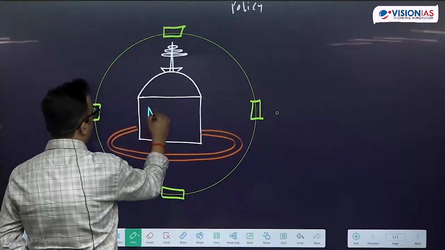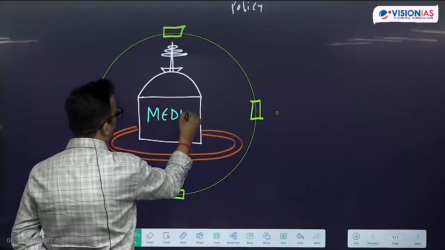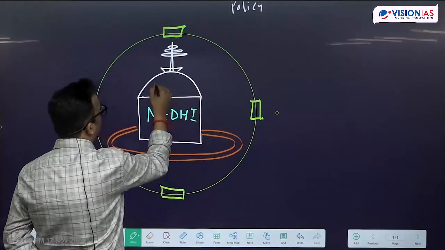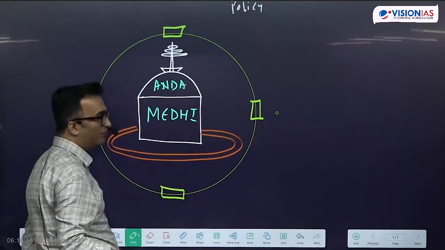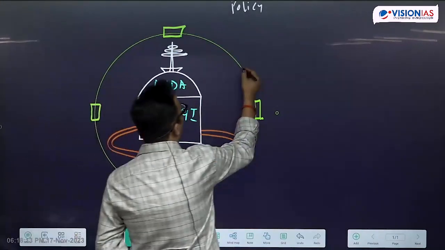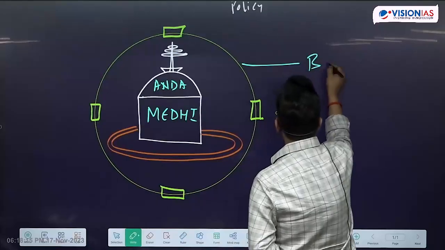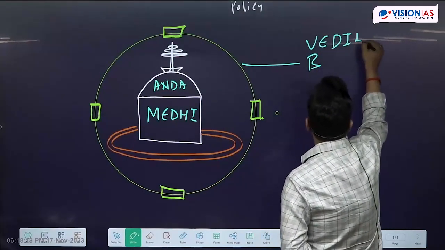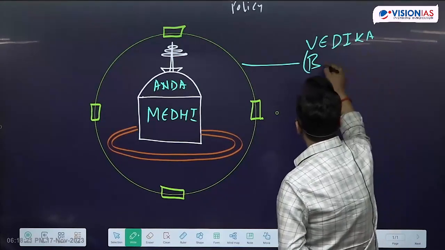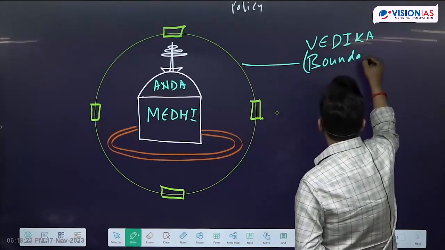So this part you mention as Medhi. This part is called as Anda. And the boundary wall of the stupa is called as Vedika. Vedika, in brackets you can write, it is the boundary wall.